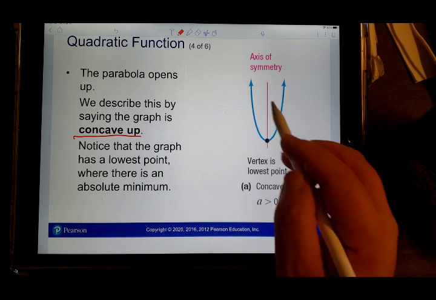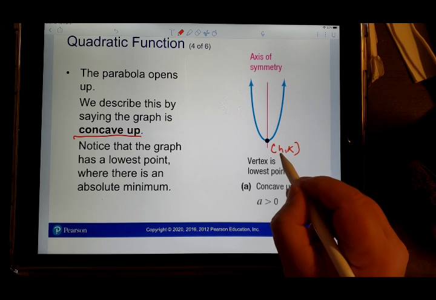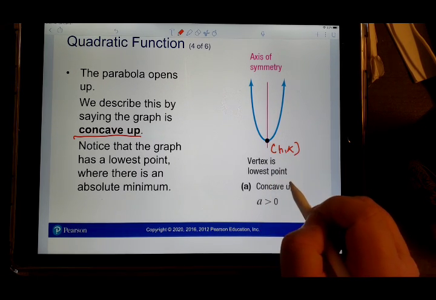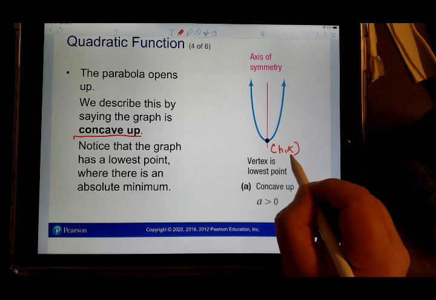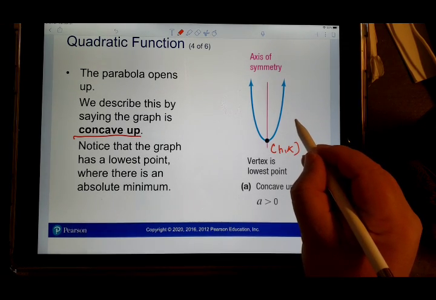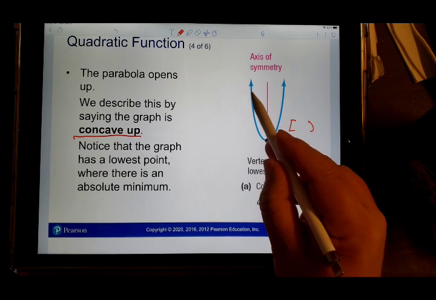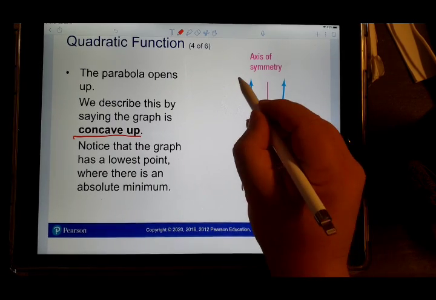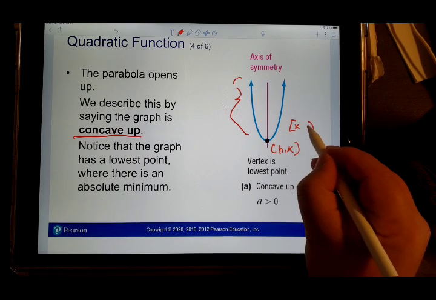When you have a vertex, we're going to call this point (h, k). h is the x value, and k is the y value. And so the lowest y value is, in this case, k. So I'm going to go ahead and write something here. If I were to write the range of this, the minimum value is k and the maximum value is infinity.